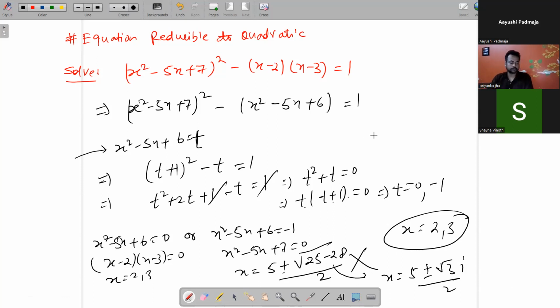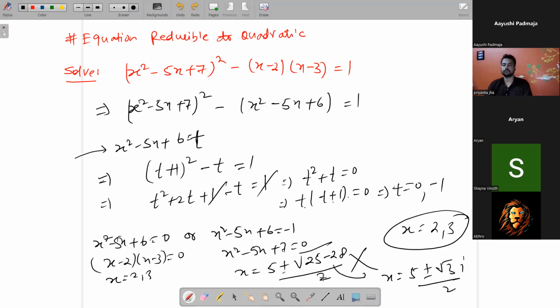Note it down quickly. So there's an arrow, right? That is just the single quadratic, right? Yes. So equal to t. Yes, I assumed x square minus 5x plus 6 equal to t.